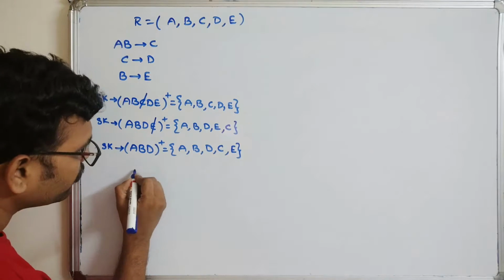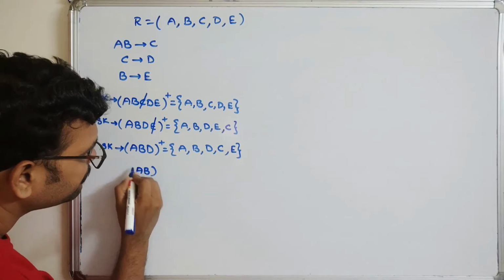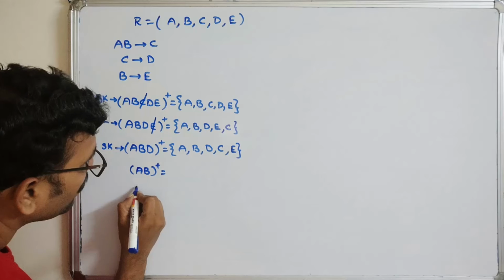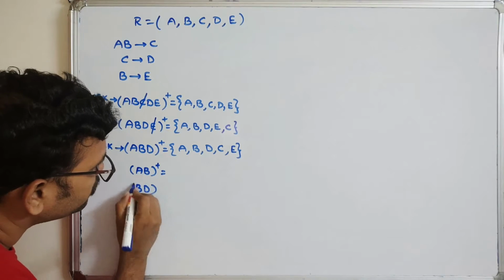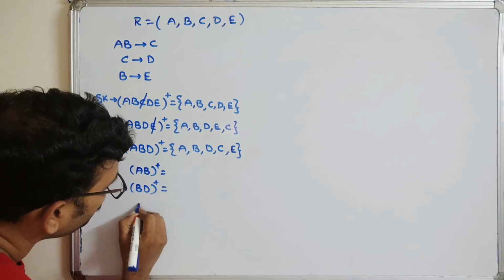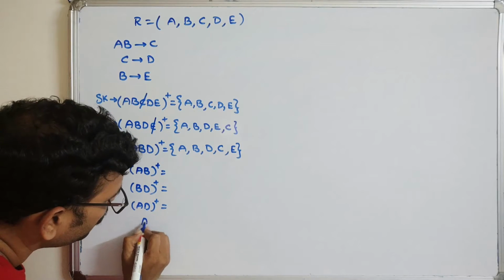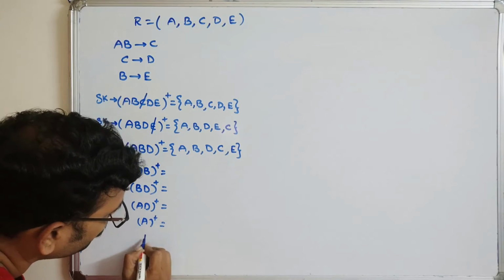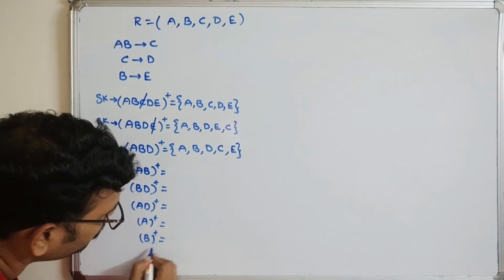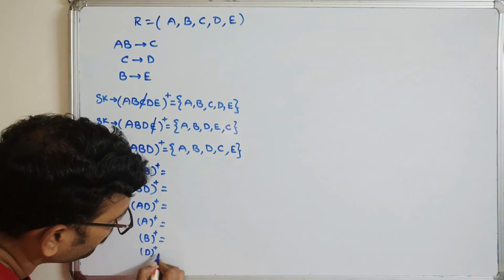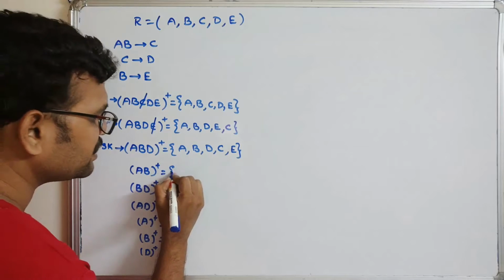So we have to find out the combinations of A, B closure, similarly B, D closure, similarly A, D closure, and also A closure, B closure, D closure. So first let us assume that.